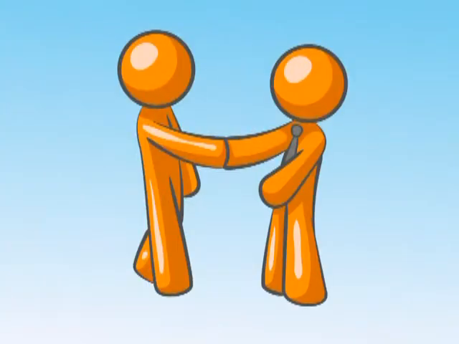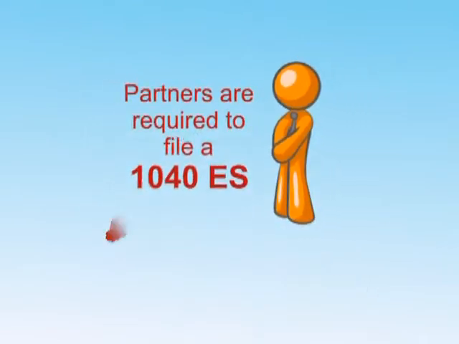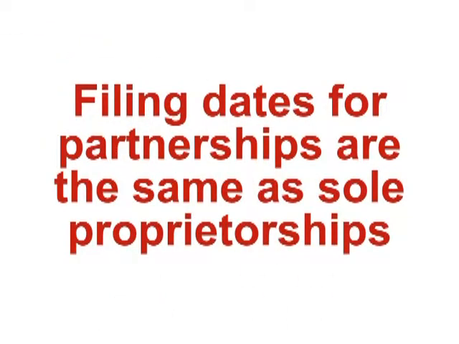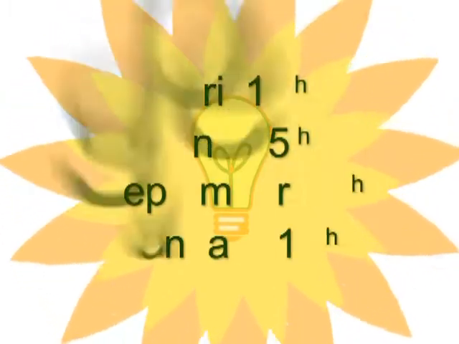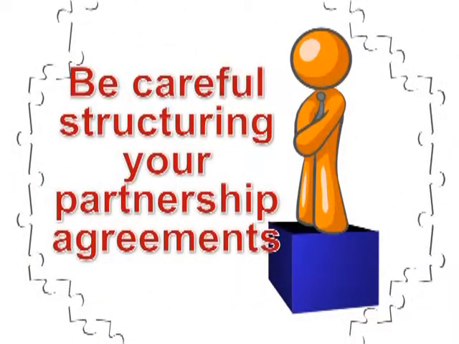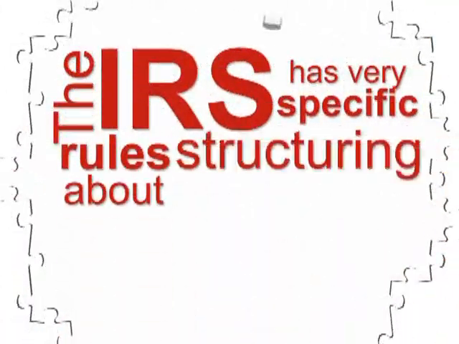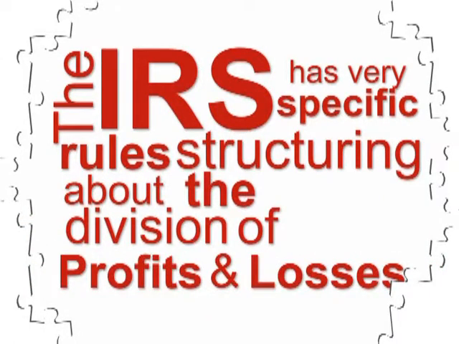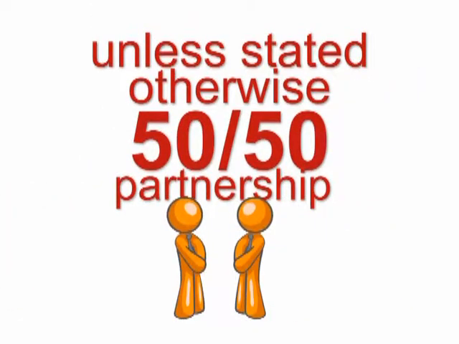Like a sole proprietorship, a partner in a partnership is required to file a 1040-ES. You are not an employee within your company. The filing dates for a partnership are the same as they are for a sole proprietorship, but here are the dates again for you to review. Remember, be very careful about how you structure your partnership agreement with your business partners. The IRS has very specific rules about how you structure the division of profits and losses. The IRS assumes that you are a 50-50 partnership unless your partnership agreement states otherwise.